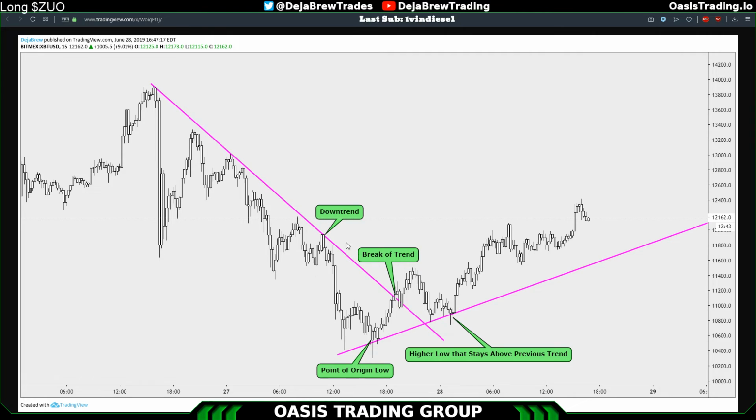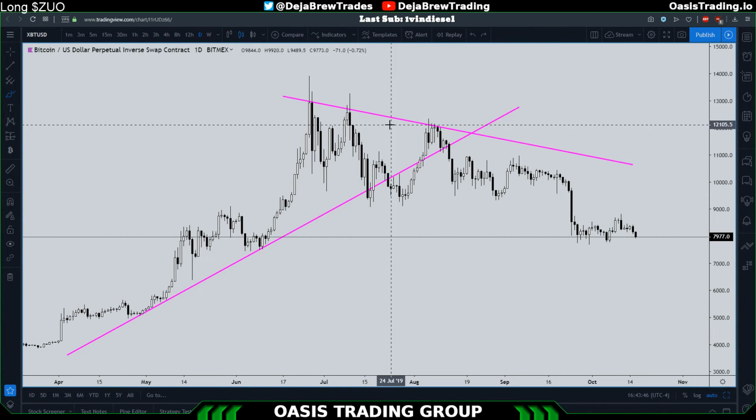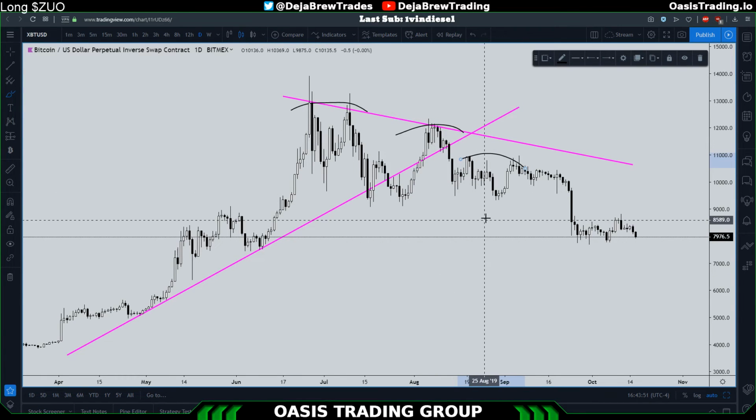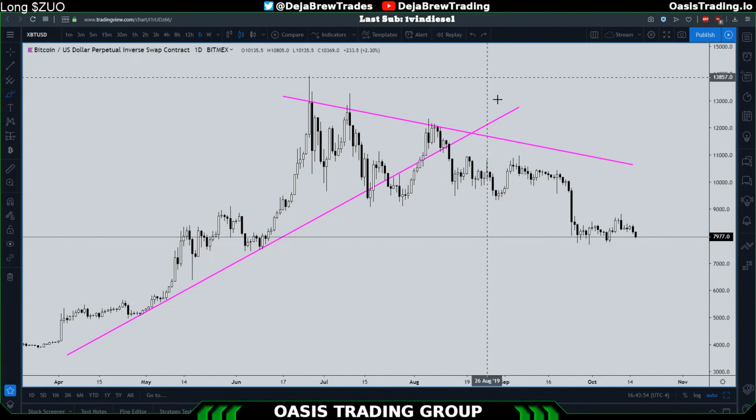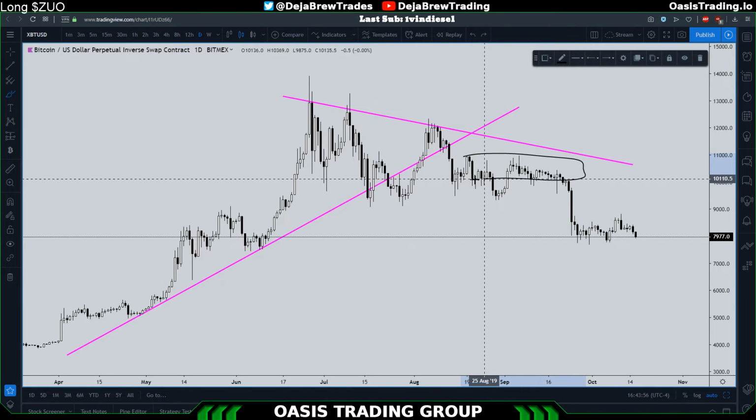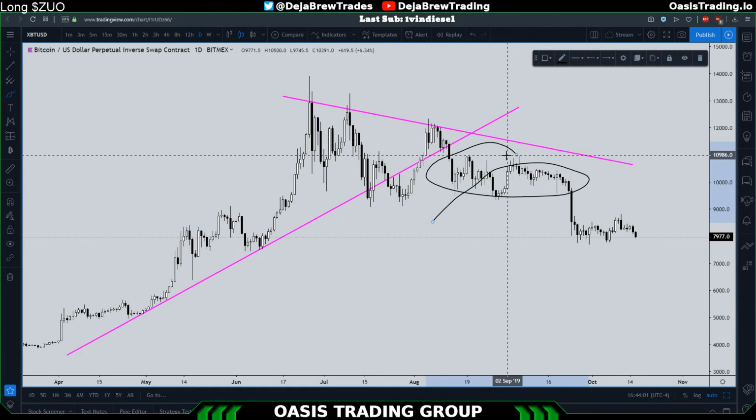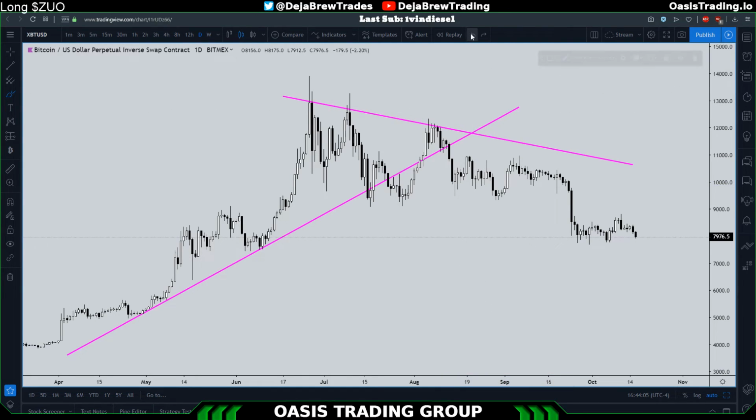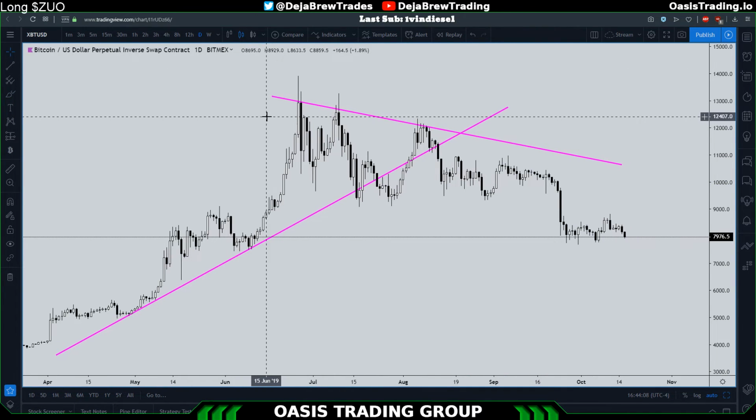It's basically the same thing as this. Downtrend, break of trend, higher low that stays above the trend. So this would be break of trend, lower high that stays below the trend. So you have your lower high that stays below the uptrend. So you could have shorted basically anything here. Which, if you think that's hindsight, we did short this. And I told everybody on stream for like weeks that shorting this was the right play. So this is not hindsight.